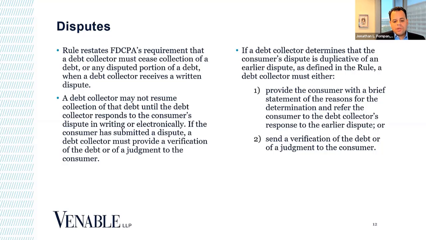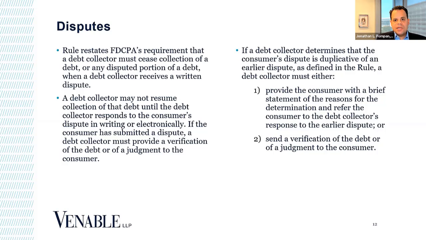So the rule restates the FDCPA's requirement that a debt collector must cease collection of a debt or any disputed portion of a debt when a debt collector receives a written dispute. Now, a debt collector may not resume collection of that debt until the debt collector responds to the consumer's dispute in writing or electronically. Now, if the consumer has submitted a dispute to the collector, it must provide a verification of the debt or of a judgment to the consumer. Now, a lot of that is already in the FDCPA and procedures that would be in place already at a third-party collector.